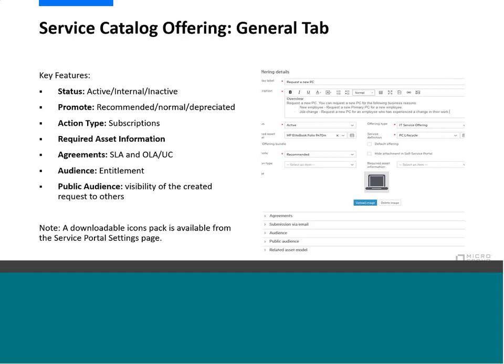Agreements, you've got obviously your service level targets or your operational level agreements that you set up against the delivery and everything else. In regards to audience, that's again driving the entitlement, so who can see the actual offering in the catalog. And then public audience is all about how that potential offering and the request that's generated is shared.